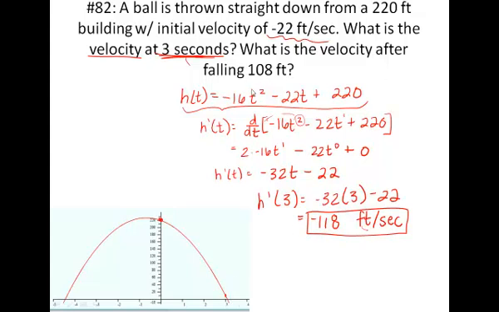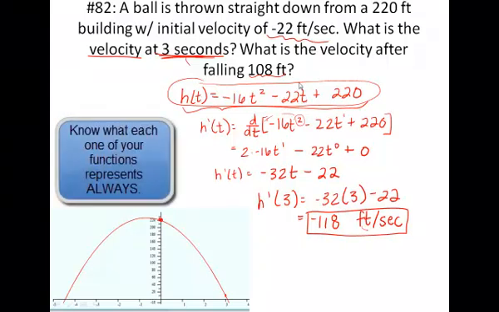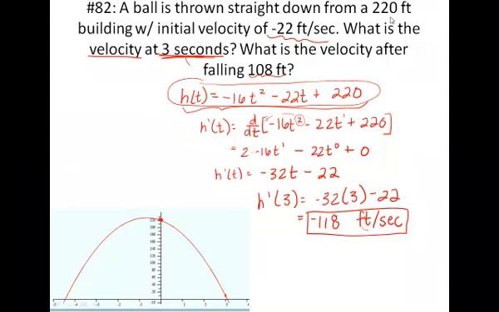Alright, so what is the velocity after falling 108 feet? So in other words, let's think about this. We want to figure out what is the velocity at 108 feet. So we'll actually have to find what time it was when it was 108 feet. So this is going to require you using this equation that links the height, or the distance, the displacement, with time. So you're going to have to plug in 108 feet, so 220 minus 108 is going to be 212. So we want to basically figure out what time it is when this height was 212. So negative 16t squared minus 22t plus 220.